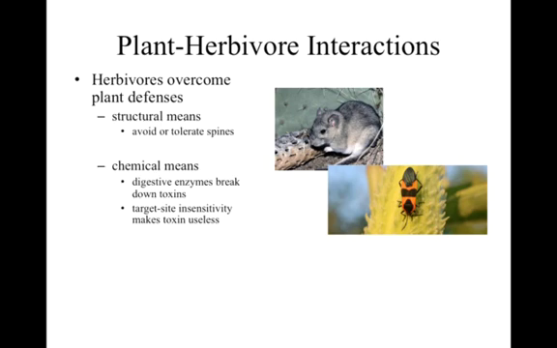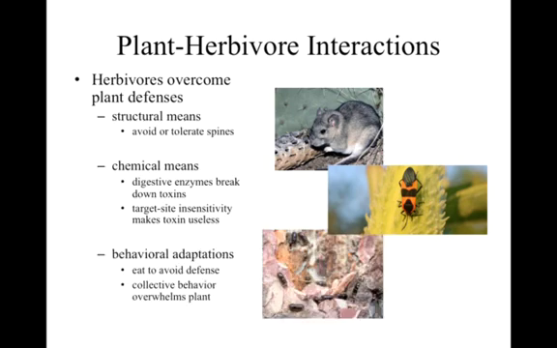But what animals that overcome these sorts of toxins do is they evolve enzymes that the toxin can't bind to, and so the toxin is useless in these organisms. We also have behavioral adaptations. In this case, the animals act in a way that makes the defense less beneficial.